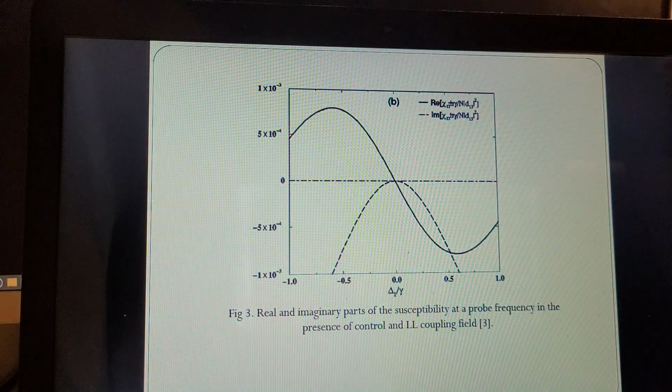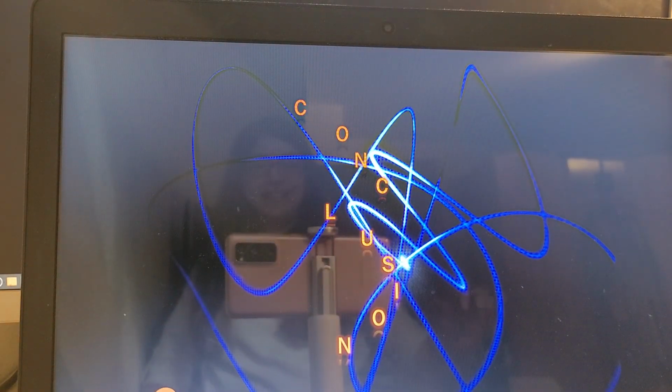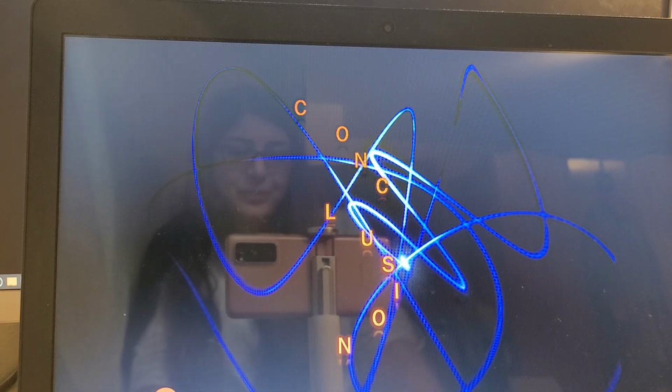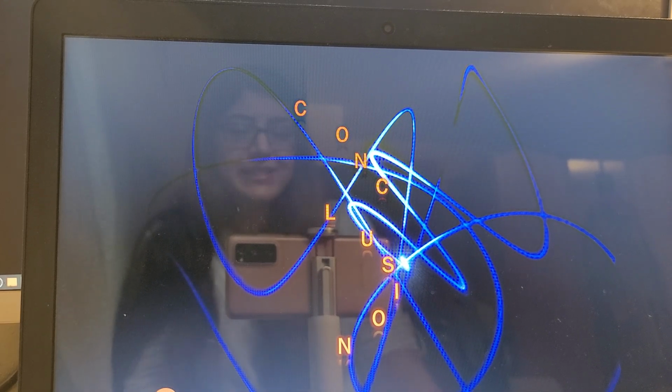Then we can make a figure. We can plot the real and imaginary parts of the susceptibility at a probe frequency in the presence of control and coupling fields. So you see the real part of the chi and also the imaginary part of the chi. Okay, so what is the conclusion? You see that we could see gain in the system. What does gain mean and what does absorption mean?